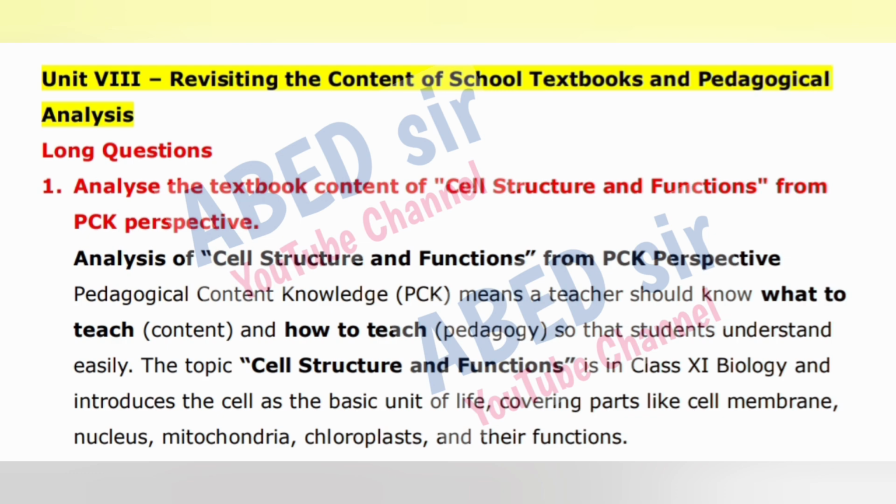Pedagogical content knowledge, PCK, means a teacher should know what to teach, content, and how to teach, pedagogy, so that students understand easily. The topic Cell Structure and Functions is in Class 11 Biology and introduces the cell as the basic unit of life, covering parts like cell membrane, nucleus, mitochondria, chloroplasts, and their functions.